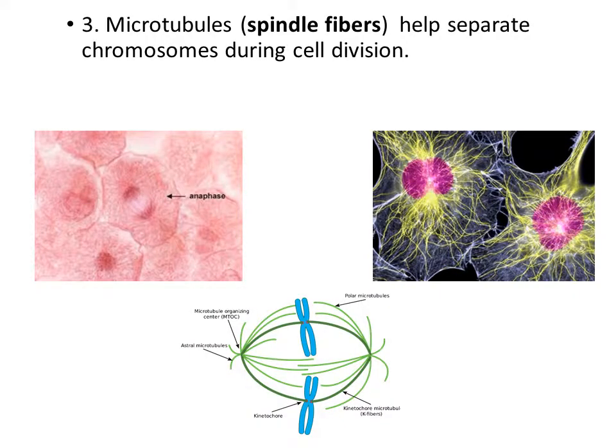The third thing that microtubules will do is help chromosomes to separate during cell division. The common name we will call the microtubules during this process is a spindle fiber. So the spindle fiber will attach to a replicated chromosome, and it will move it around within the cell. This is going to help the cell to divide.